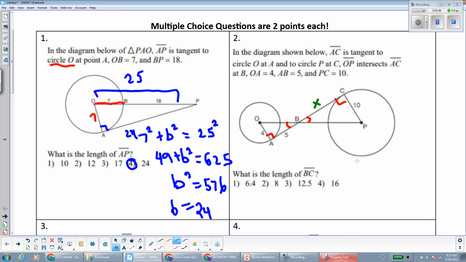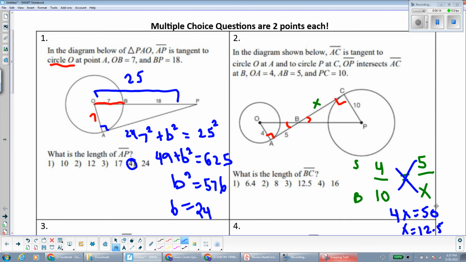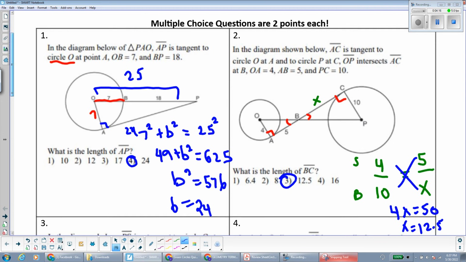So I'm going to set up my proportion as small over big. And once again, there's multiple ways to set it up. This is just the way I'm going to set it up. So I'm going to take a side from small triangle, that's 4, and put it over its corresponding side from big triangle, that's 10. Let me take the other side from small triangle and put it over its corresponding side from big triangle. From here, I'm going to cross multiply. I have 4x is equal to 50. On my calculator, if I do 50 divided by 4, I get that x is equal to 12.5. So that is the correct answer here.